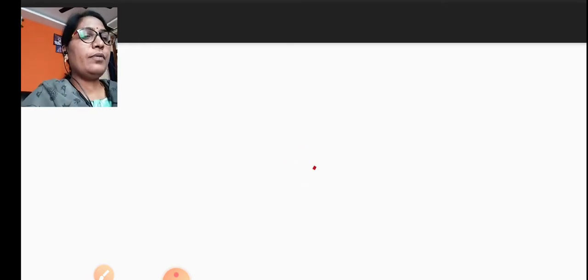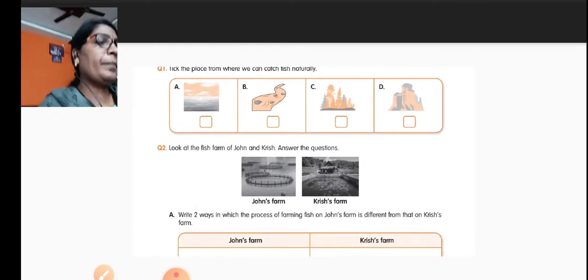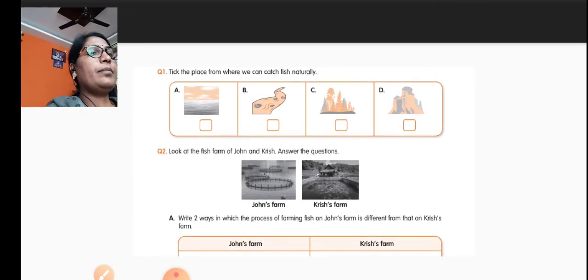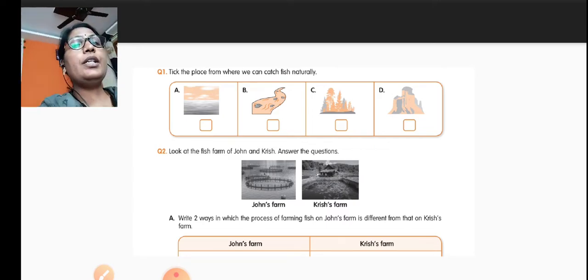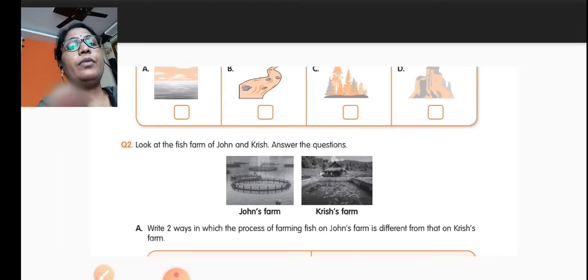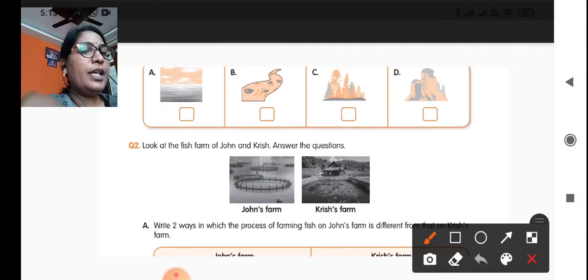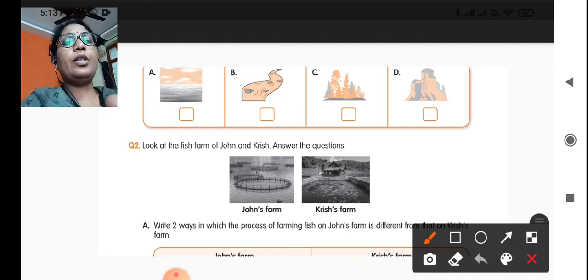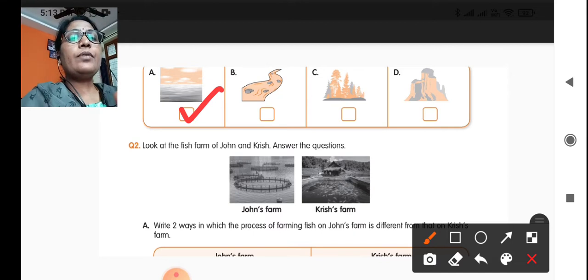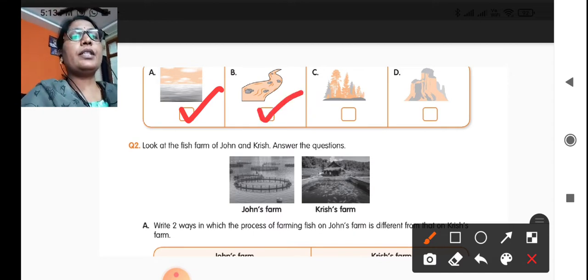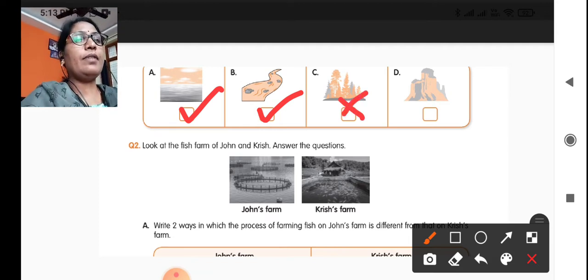So now we will see what are the questions given in fish farming worksheet. So the first one is tick the place from where we can catch the fish naturally. Naturally, from which water bodies we can catch the fishes, you have to tick it. So, the first one is a huge water body. So, definitely it gives us the fishes. The next one is river also gives fishes. Mountains and valleys could not give us fishes. You know that very well.